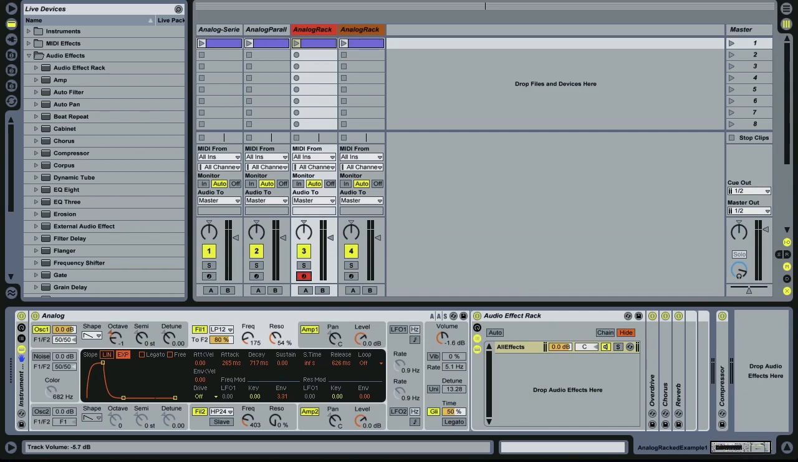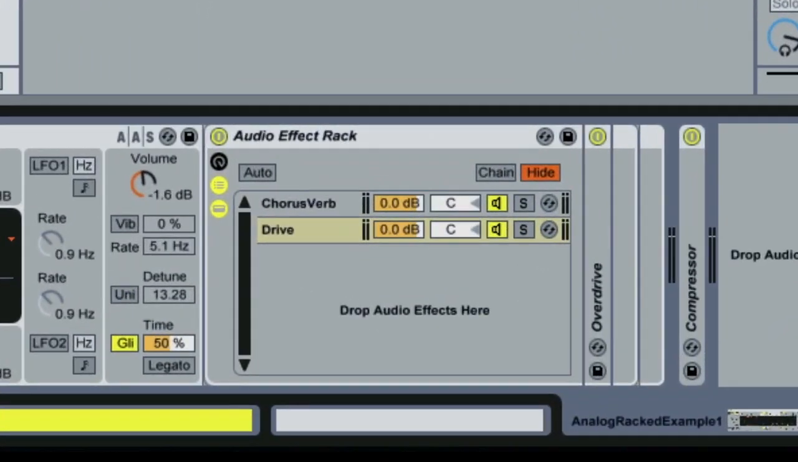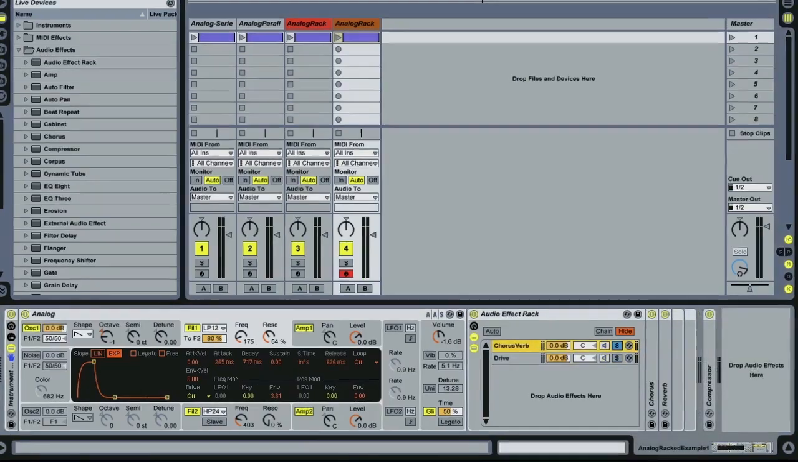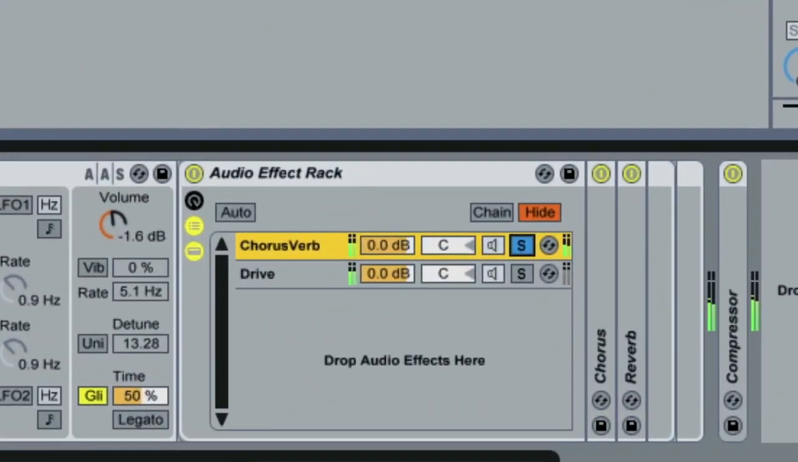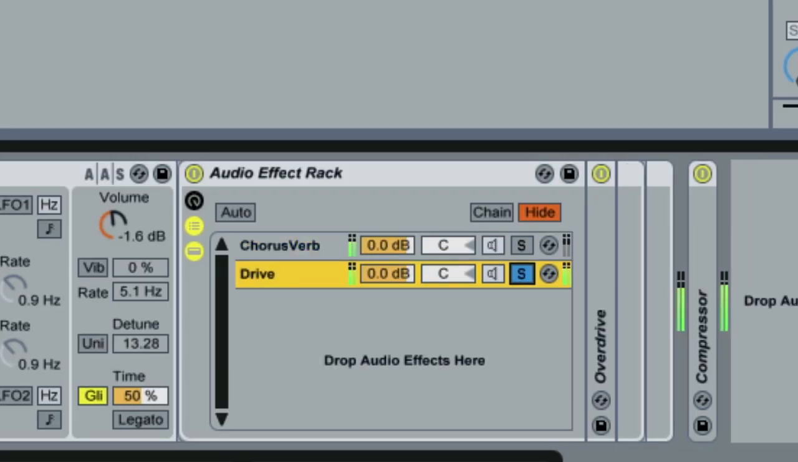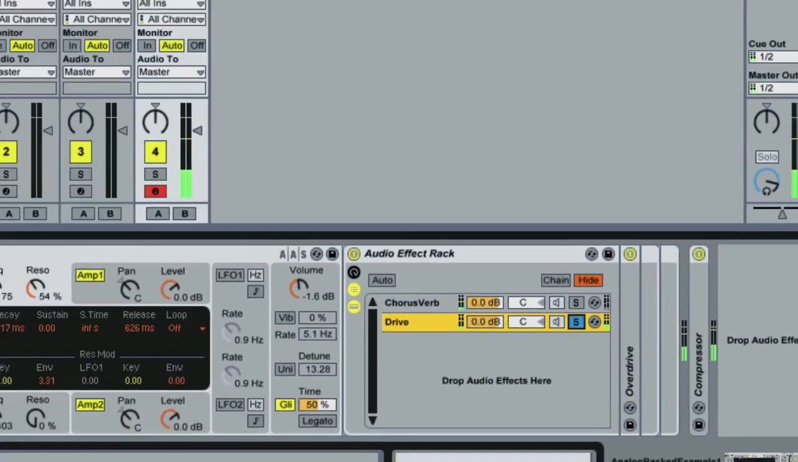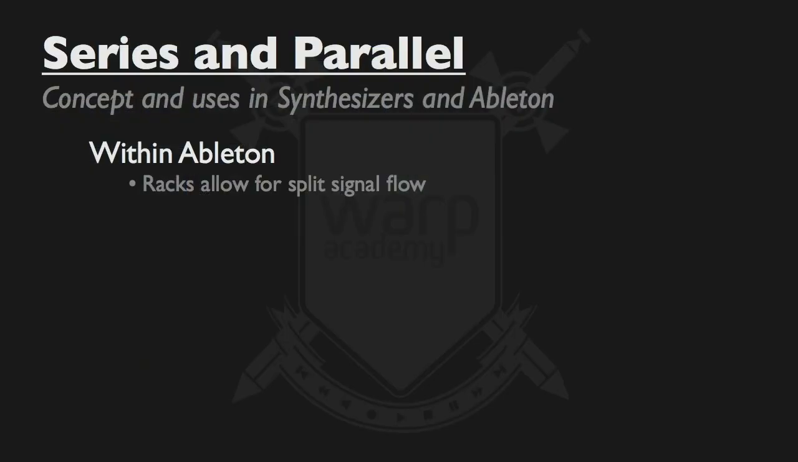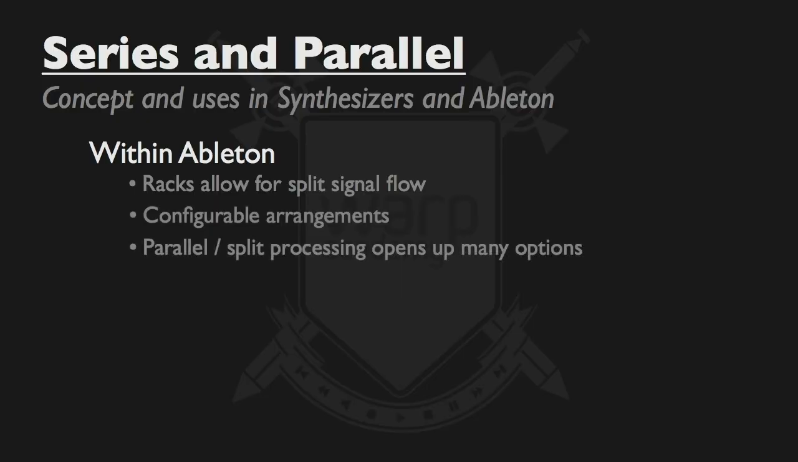Here we can hear the same patch, but split into two parallel channels thanks to an audio effect rack, with the distortion on one channel and the chorus and reverb on the other. Note the difference between the two. By adding filters and effects to parallel channels, we can use the output of one or more synthesizers in complex fashions that allow for many different sonic possibilities.